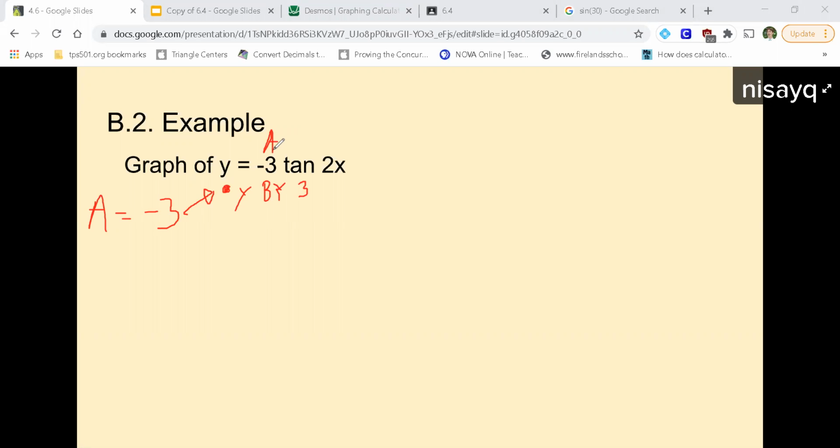To be honest, that's not going to have as big of an effect as it did for sine and cosine, because an asymptote times 3 is still an asymptote. 0 times 3 is still 0. So the only numbers that really change are -1 becomes -3 and +1 becomes 3.